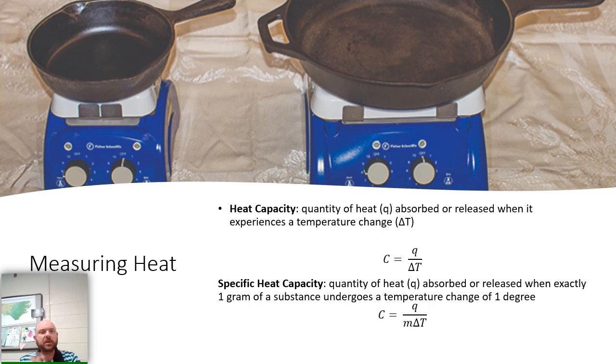So to describe heat exchanges between different systems or different objects, we need to define a few variables. The first that we have on our slide here is a quantity we call heat capacity. Heat capacity is the quantity of heat absorbed or released when an object experiences a temperature change. So it relates how much energy is required to have a temperature change in an object.